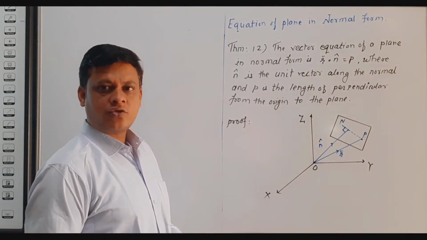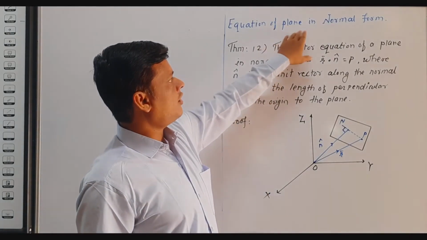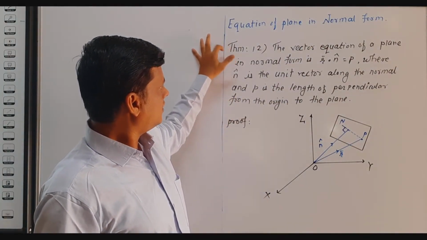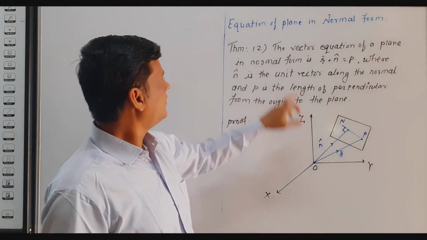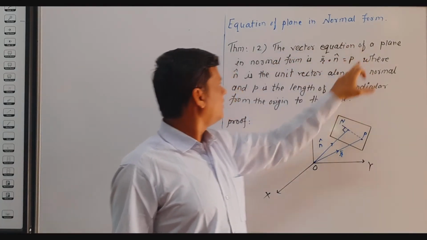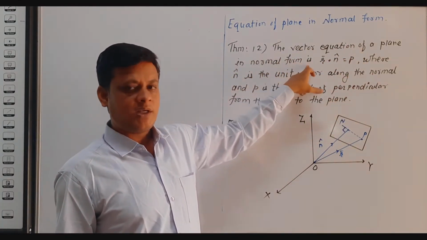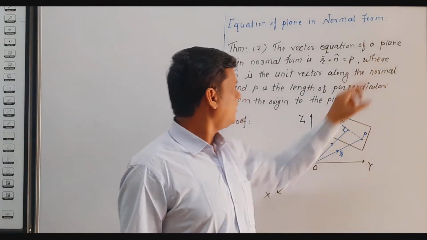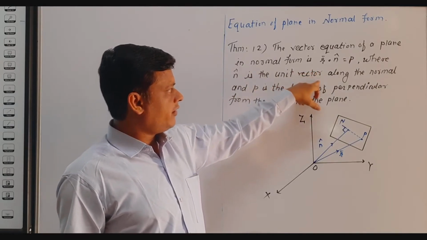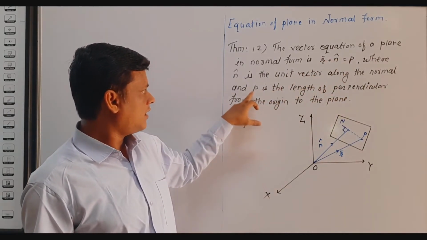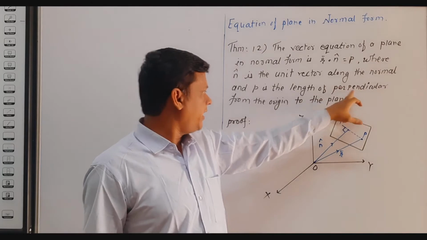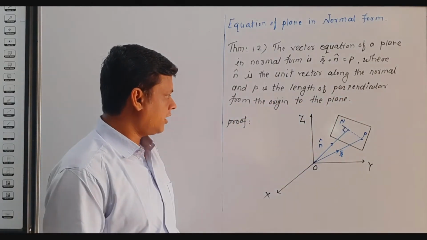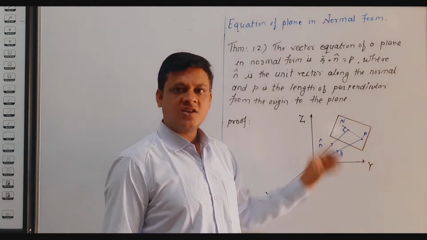Now the next topic, equation of plane in normal form. The statement of the theorem is: the vector equation of a plane in normal form is r bar dot n cap equals p, where n cap is the unit vector along the normal and p is the length of the perpendicular from the origin to the plane. So here we consider a plane in space.